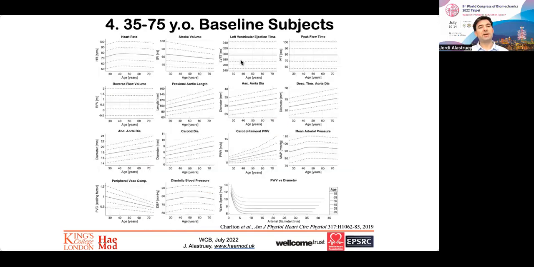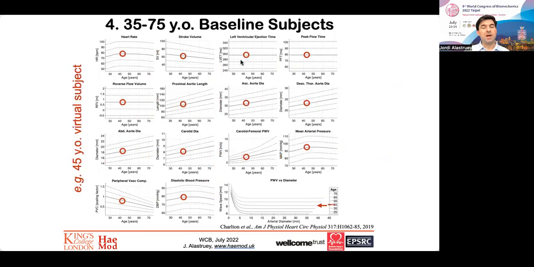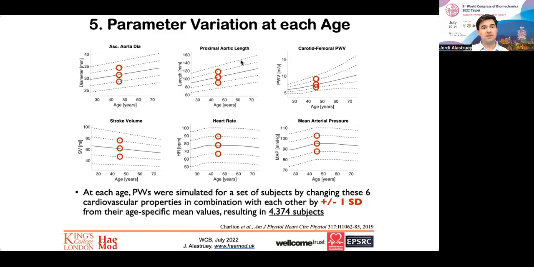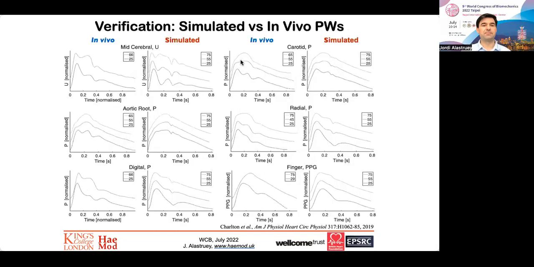Fourth, pulse waves were simulated for a baseline subject at each age using age-specific mean values for all parameters found when reviewing the literature. As an example, the red circles indicate the mean values for the 45-year-old baseline subject. In the final step, the parameters previously identified as having a strong influence on pulse wave were varied at each age by plus and minus 1 standard deviation to obtain thousands of virtual subjects.